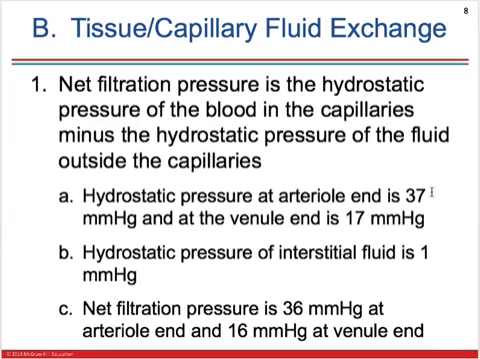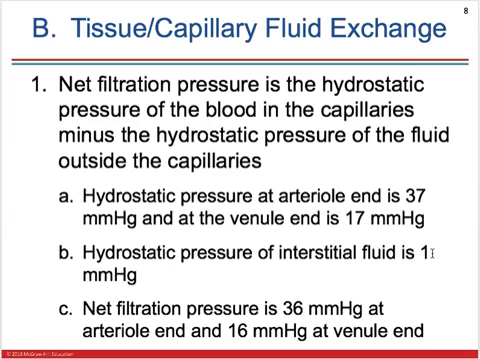It starts off, for example, at about 37 millimeters of mercury at the arterial end, and then drops along that capillary bed down to 17 millimeters of mercury by the time it reaches the venous end. The hydrostatic pressure in the capillary is driving liquid out. The hydrostatic pressure in the interstitial space is pushing fluid back in. As you can see, it's not much. It's only about 1 millimeter of mercury.